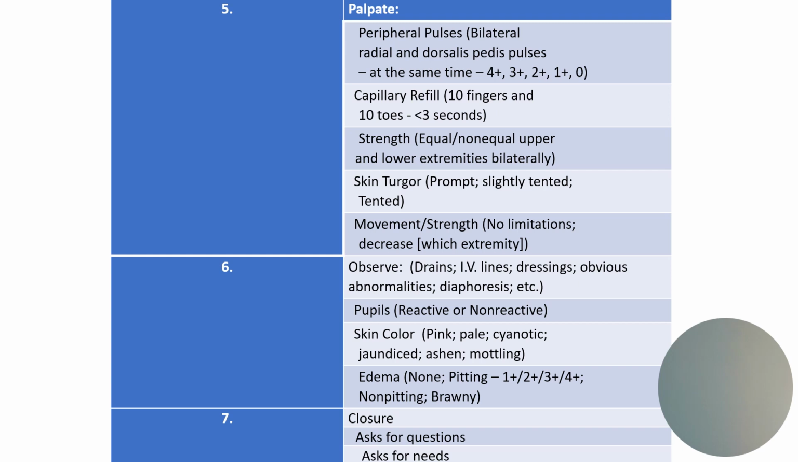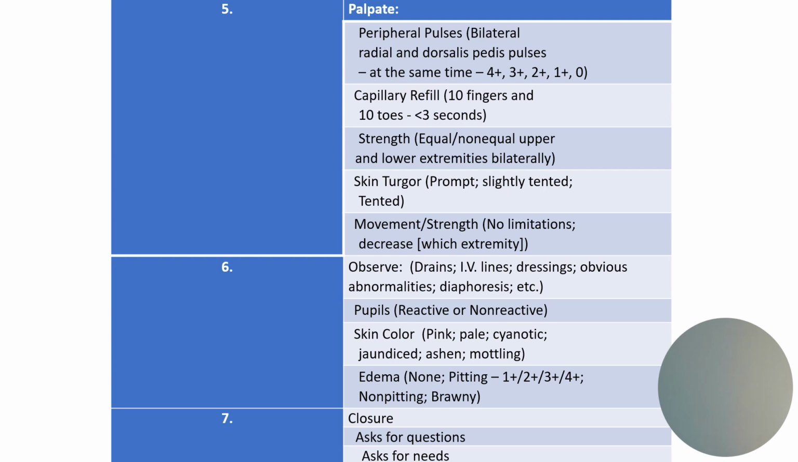We always want to be observing our client as we are doing our assessment. Is there anything obvious? Do they have any drains? Do they have IV lines? Do they have dressings? Are there any obvious abnormalities? For example, let's say they have an amputation to the right upper extremity. Then we definitely need to be documenting that. Are they diaphoretic? In other words, are they sweating a lot?